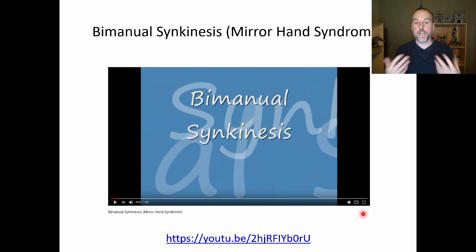For neurologically intact individuals, it's not hard to learn to suppress those 10% of fibers. But now imagine 40%. You can still learn to suppress them, but it's much harder.